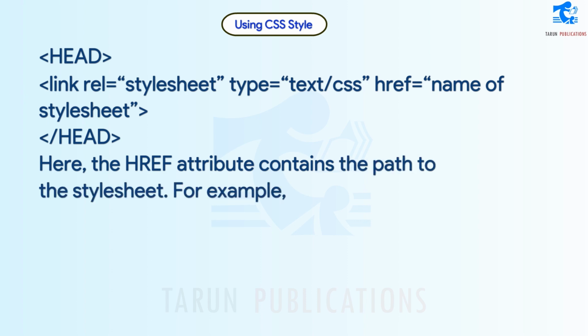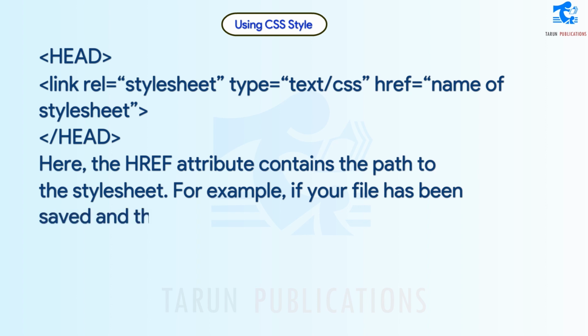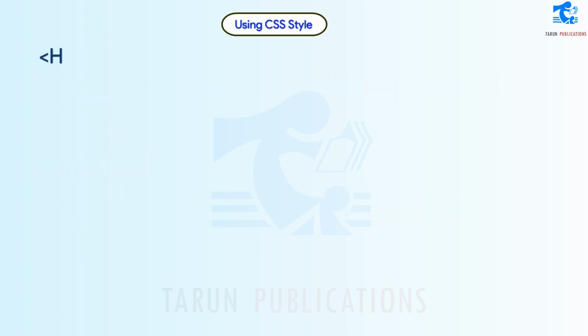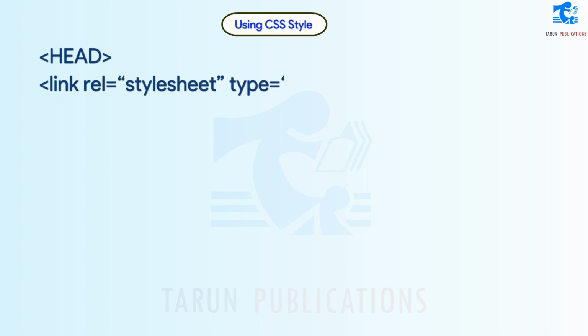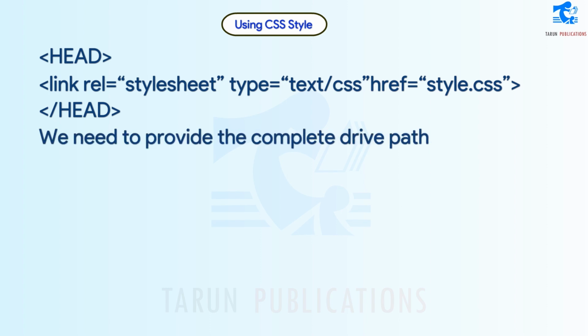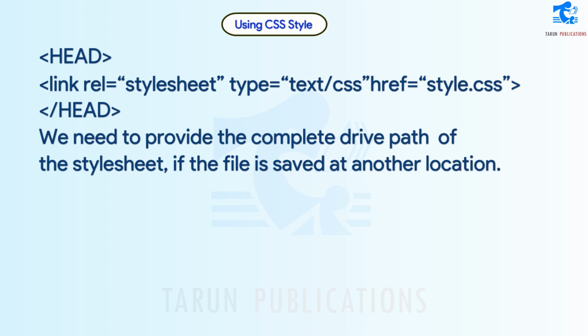For example, if your file has been saved and the styles are written by the name style.css, then code will be <head> <link rel="stylesheet" type="text/css" href="style.css"> </head>. We need to provide the complete drive path of the style sheet if the file is saved at another location.